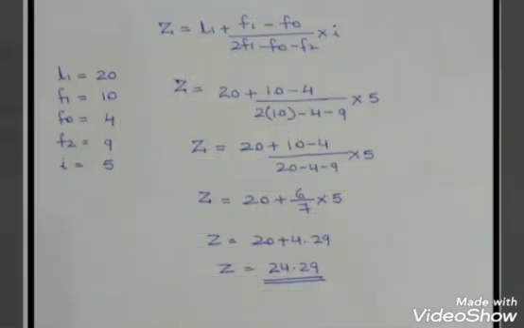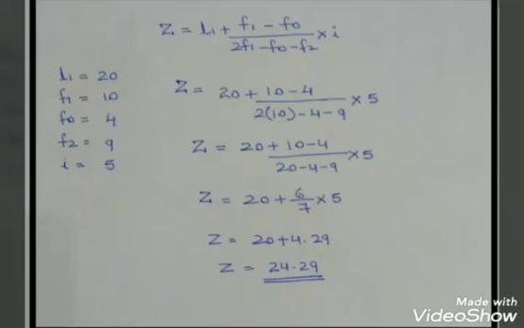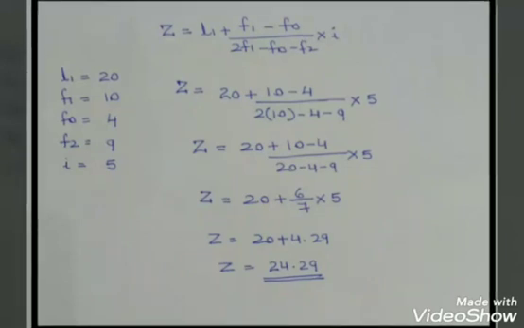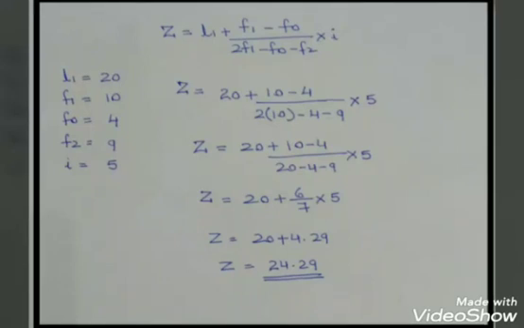Now what we will be doing, we are going to put it into a formula. So the formula goes like this, you know very well: Z equals L1 plus (F1 minus F0) upon (2F1 minus F0 minus F2) into i. But before this, we take L1 is 20, F1 is 10, F0 is 4, F2 is 9 and i is 5.